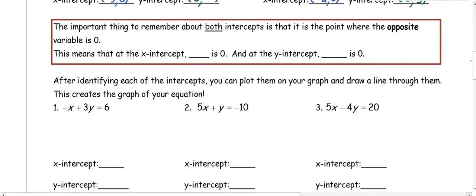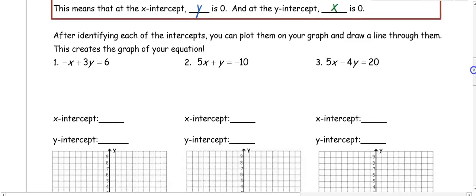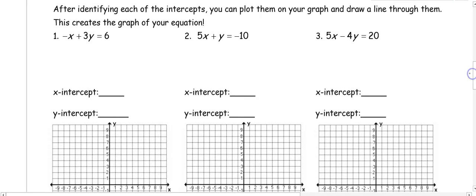So when we are going to graph, remember that the important thing is that both intercepts is where the point crosses, and the opposite variable is going to be 0. So that means when we're looking for the x-intercept, y is going to be 0, and when we're looking for the y-intercept, the x is going to be 0. So we're going to use the equations to identify our x and y intercepts, and then we're going to use those to graph.